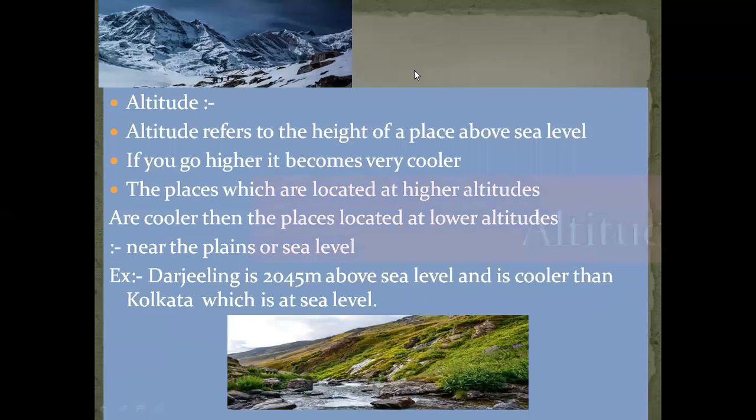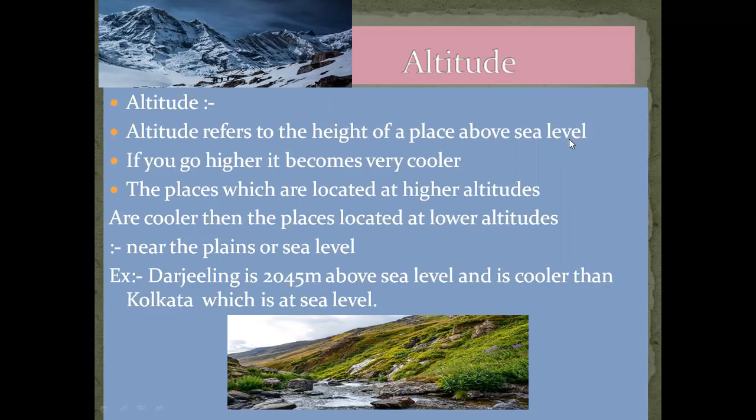Next, altitude. What do you mean by altitude? Altitude refers to the height. Altitude refers to the height of places. See, can you see the mountains and all? They are very high, yes or no? So for places above the sea level, if you are going higher, it becomes very cool. Places located at a higher altitude get cooler than the places located at a lower altitude.